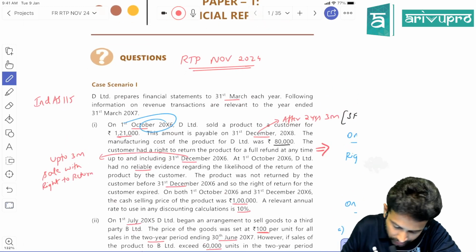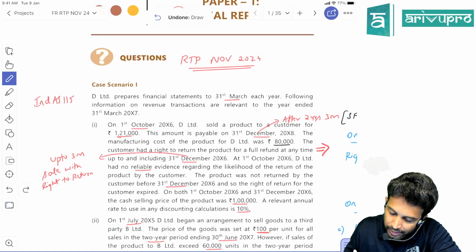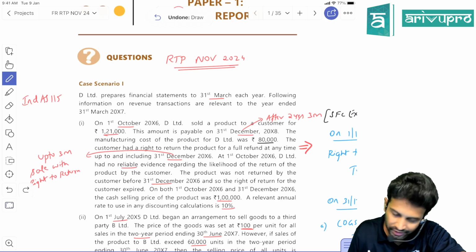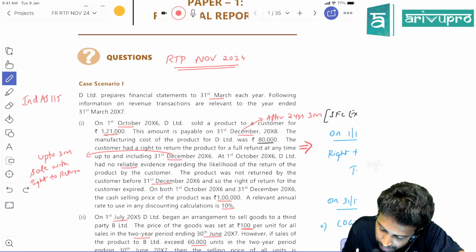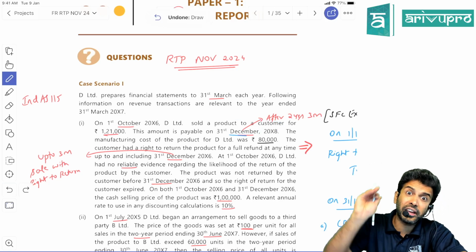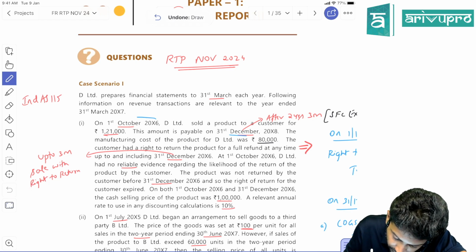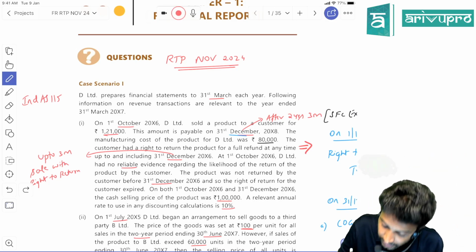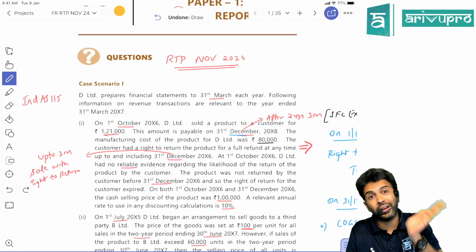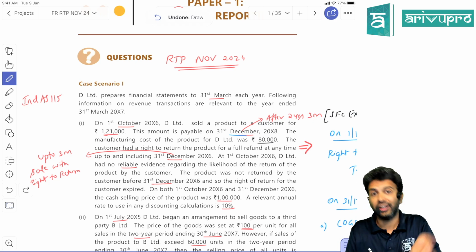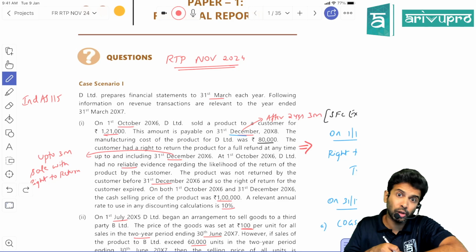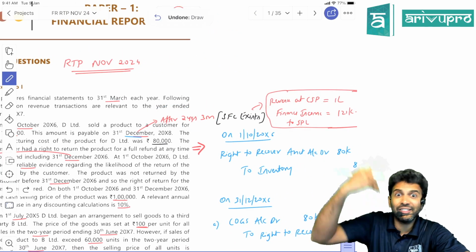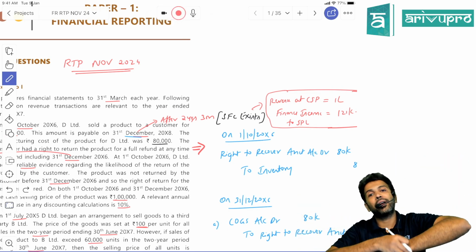First, on October 1st, 20x6, D Limited sold a product to a customer for 1,21,000. So your transaction price is 121. The amount is payable on 31st December 20x8. Check, 1st October 20x6 was the contract or sale date, and the payment date is 31st December 20x8. That is after 2 years and 3 months that you'll receive the payment. The sale happens today, but the amount is received after 2 years, 3 months.